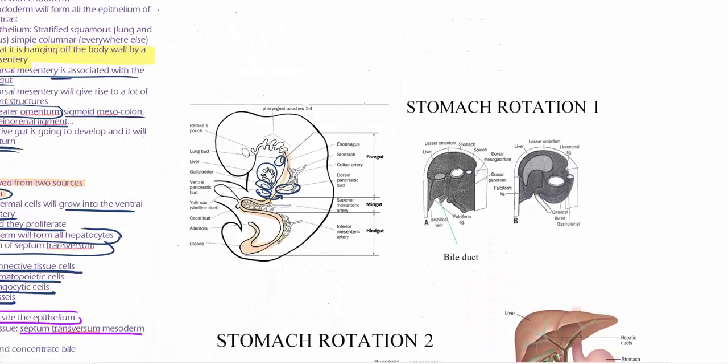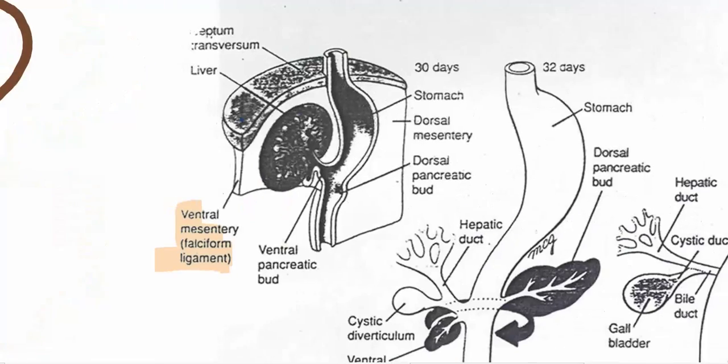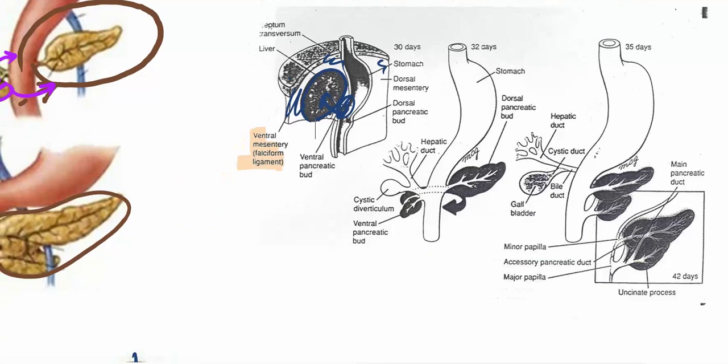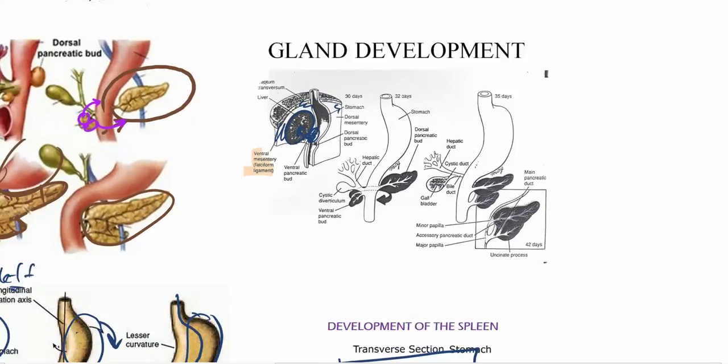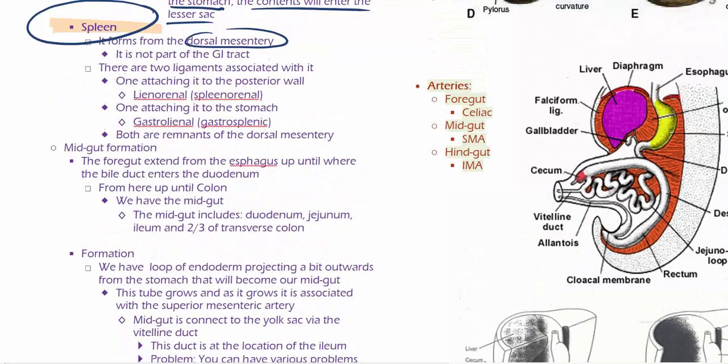So when you're looking at the liver, this is your ventral mesentery. These endodermal cells are going to migrate into your ventral mesentery, and they're going to combine with the mesoderm of the septum transversum, and that's how you're going to form your liver. So which component is making the hepatocytes? Endoderm. That's right.